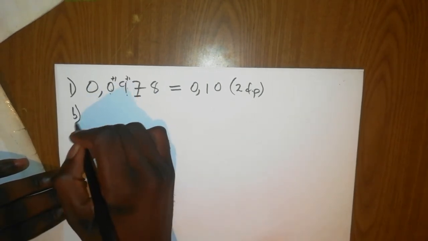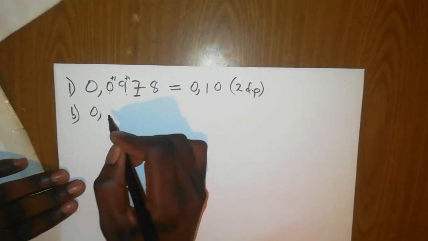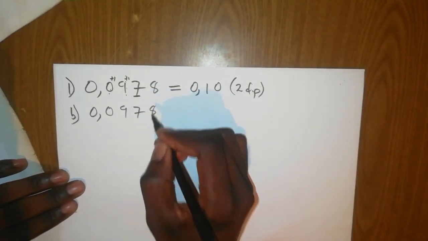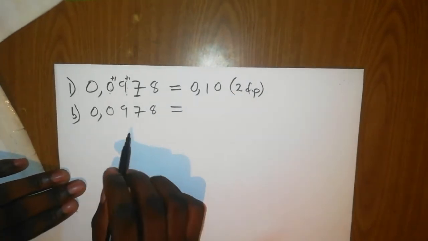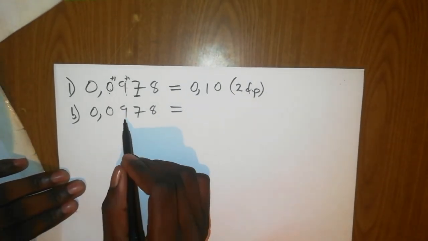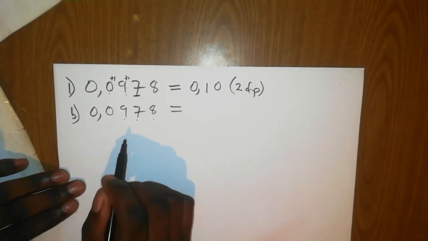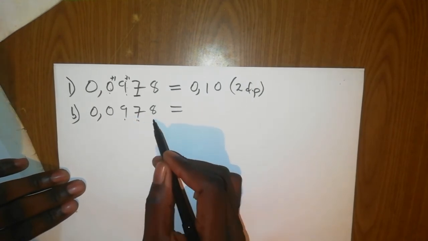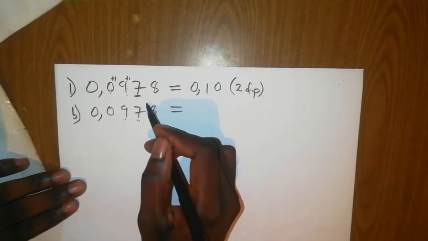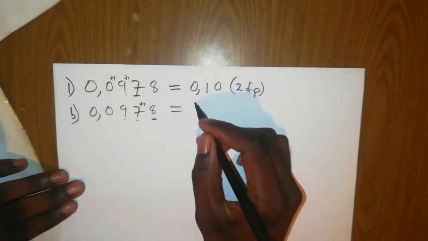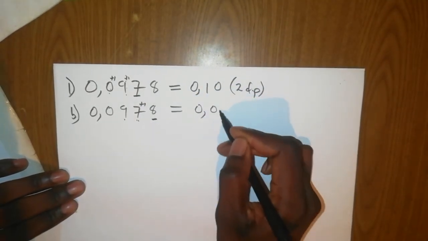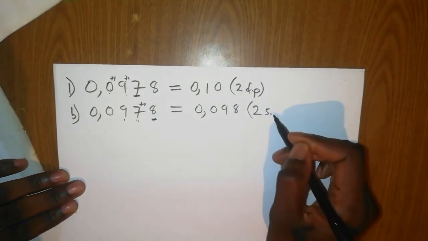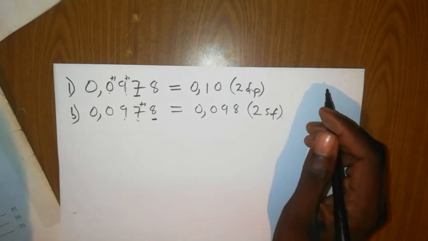Then item B requires me to convert the same number, correct to 2 significant figures. First of all, how many significant figures are there? We've got 1, 2, 3. So from my answer, I'm supposed to obtain how many? 2. So I'm going to count 1, 2. Then I'm going to look at the third one. It's going to give a plus 1 here. So my answer is going to be 0.098. This answer is to 2 significant figures.